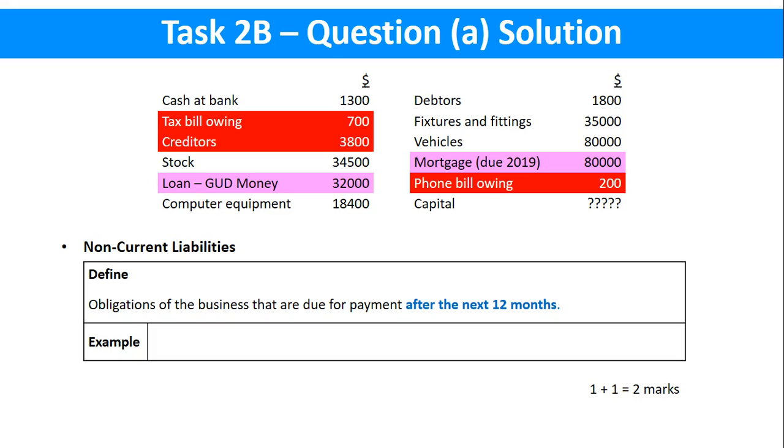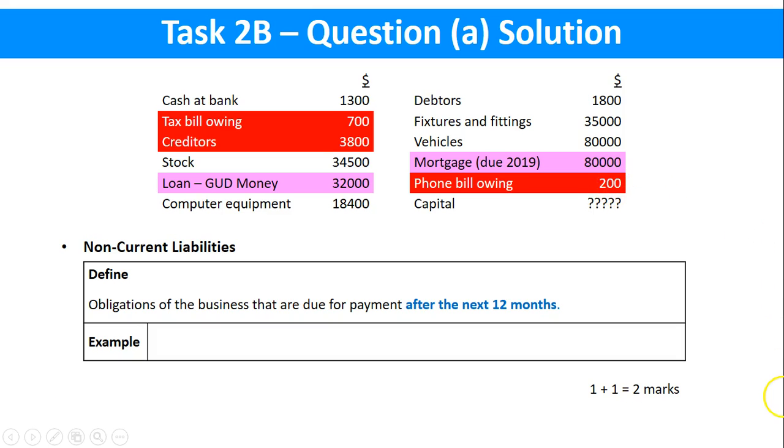They're all liabilities. However, let's get rid of the tax bill owing, because the tax office always wants their money within 12 months. So we'll get rid of that one. Creditors, we always assume we're going to pay creditors back within 12 months, so that's not a non-current liability. Phone bill owing is a current liability. However, we were told earlier on that the phone bill actually belongs to the owner. So based on what's called the entity principle, we're going to exclude that from the business's record. It's got nothing to do with the business.